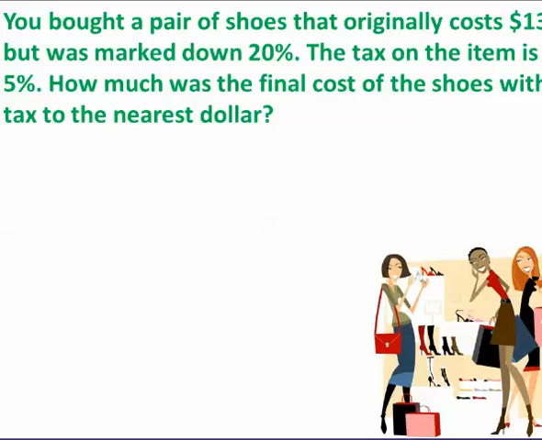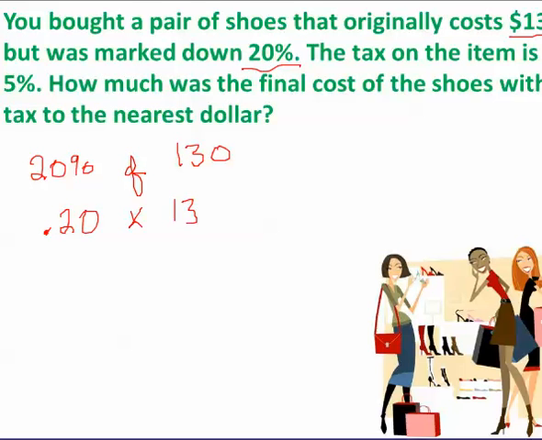Now we have bought shoes that originally cost $130, but the markdown was 20%, and the tax was 5%. How much was the final cost of the shoes with the tax to the nearest dollar? So now I have to be careful. You bought a pair of shoes, they originally cost $130, but they were marked down 20%. So I need to know what's 20% of 130. And how do we do that? We change it to a decimal, 0.20, times 130.